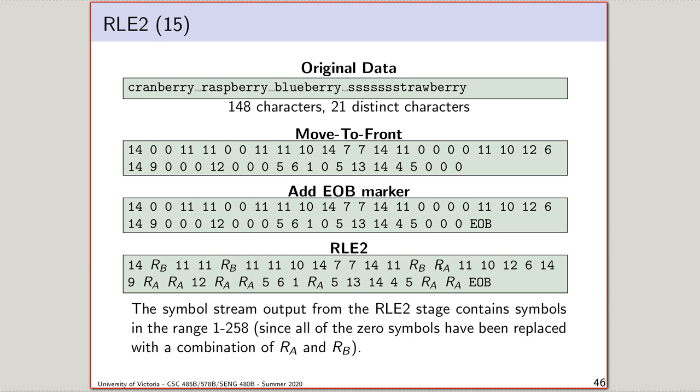And we might notice that RA and RB are probably going to be really common in my result, because as time goes by, I will have lots of runs of some length, so RA and RB will have a high frequency. So when it comes time for Huffman coding, those symbols will get a pretty short encoding.